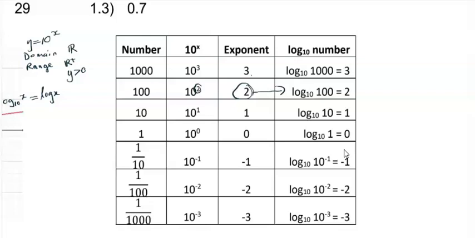I will place 600 there because it's in between 100 and 1,000. That means the log of 600 should be in between. So log to the base of 10 of 600 should be in between 2 and 3. So let us see how we can find the log of 600 without using the log function on our calculator.